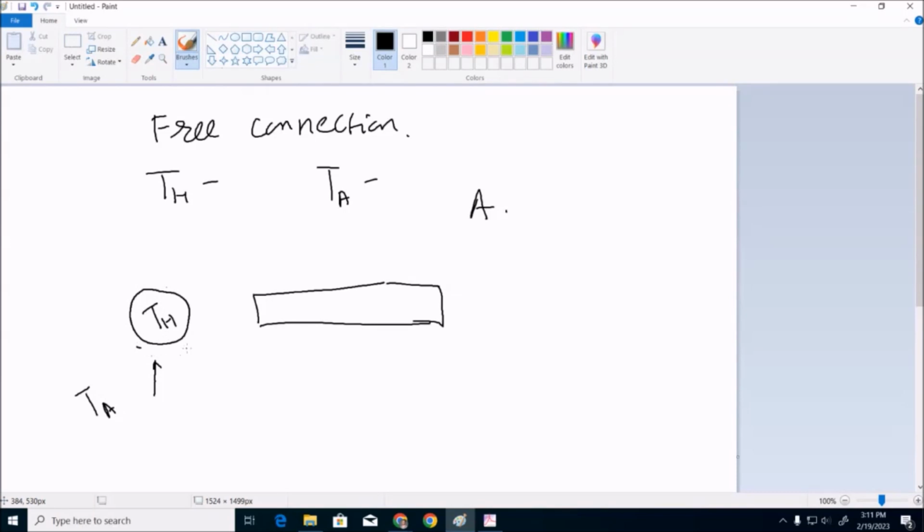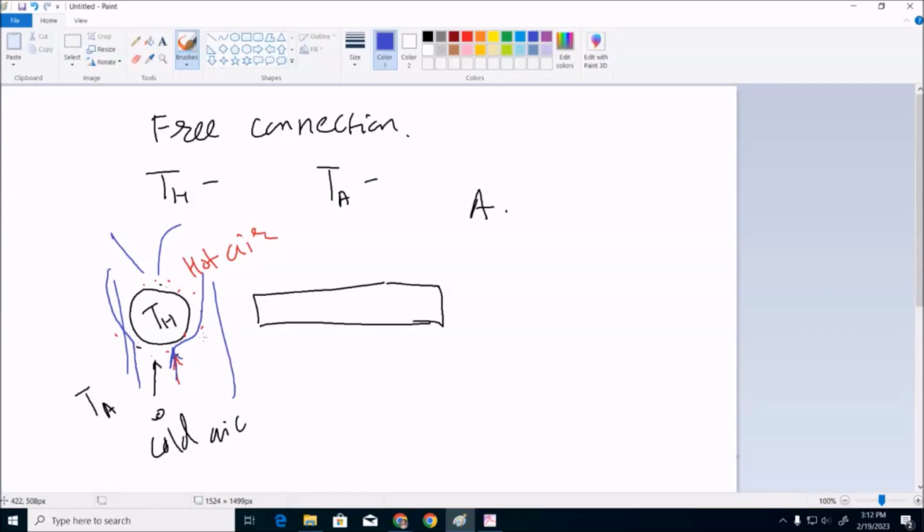The air near the bar will become hot, and the air elsewhere is cold air. Due to the density difference, the hot air will go up, and the cold air will push the hot air, so the cold air moves up and the hot air goes outside through this pipe. Now, how will the heat flow? Heat will flow like this. There will be a boundary layer separation, and this distance will go on increasing. This is called a boundary layer. Here the heat will be transferred like this.